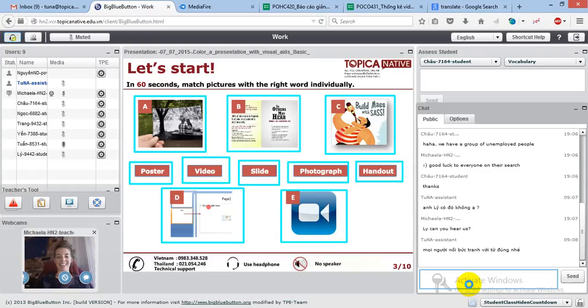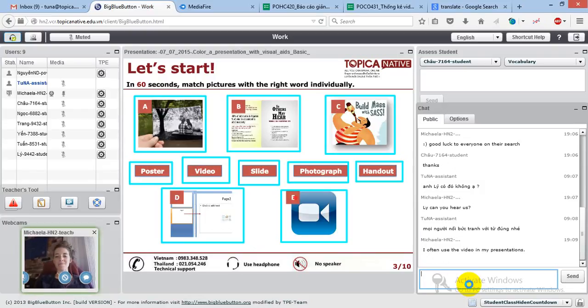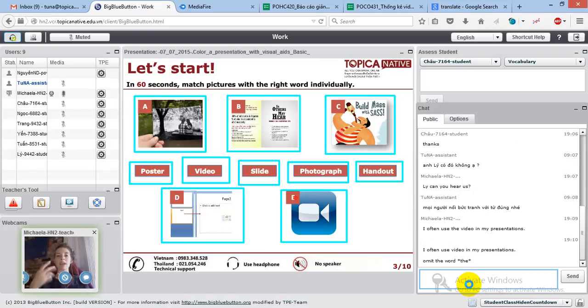I often use video in my presentations. Excellent. And on topic, too. Wonderful. I often use the video in my presentations. Great. And let's see, I think that it sounds more natural if you say, I often use video in my presentations, and omit the word the. Right, so I often use video instead of I often use the video. Sounds more natural without the word the.